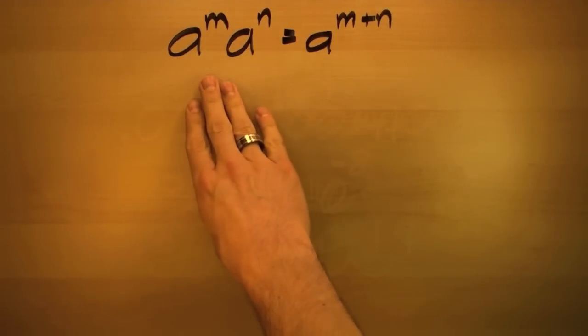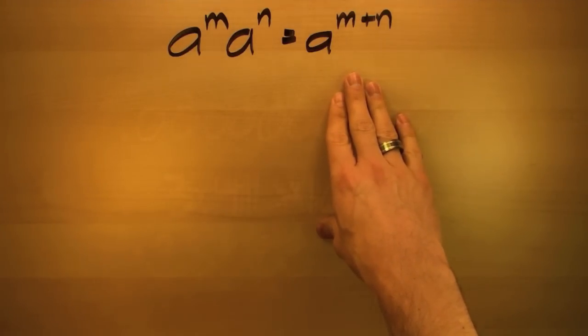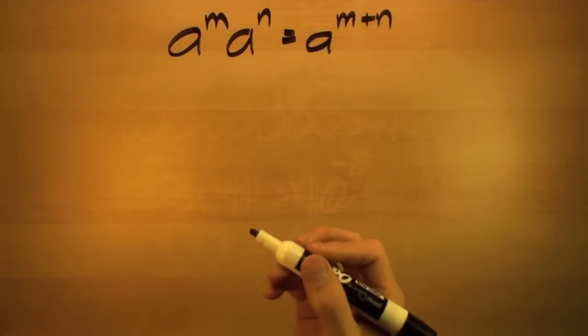Recall from our rules on exponents that a to the m times a to the n is equal to a to the m plus n. So let's think how we would go about multiplying numbers that are in scientific notation.